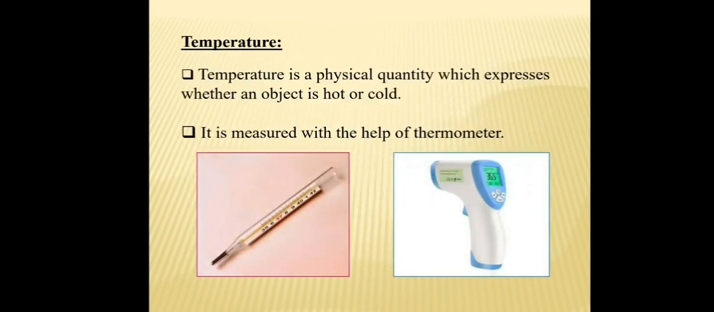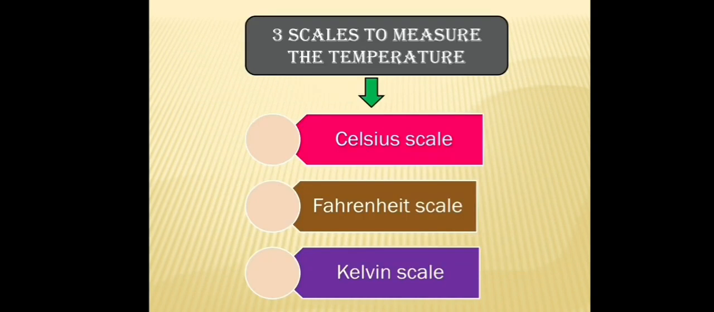Temperature is used to express whether an object is hot or cold. How can we find the temperature of a body? Yes, we can measure it with the help of a thermometer. There are three scales to measure temperature. First is the Celsius scale, second is the Fahrenheit scale, and third is the Kelvin scale.